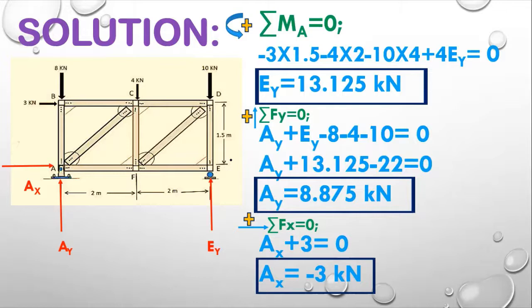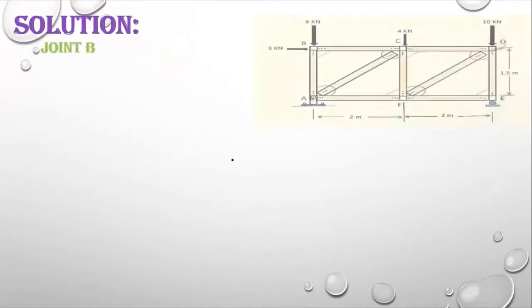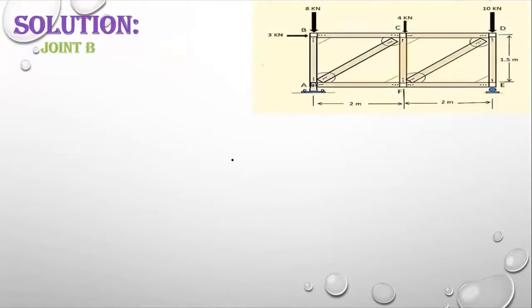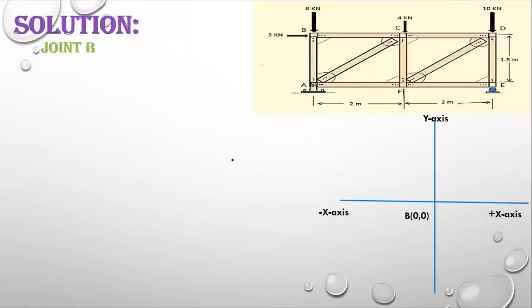How many member forces are there? For example, if you have 9 member forces, you have to find out all 9 member forces. So we are moving towards the next slide, and now I am going to solve joint B. If you want to solve joint E first, it's up to you. So these are the axes coming, joint B. I am going to make the free body diagram of joint B. So positive x-axis, negative x-axis, positive y-axis, negative y-axis.